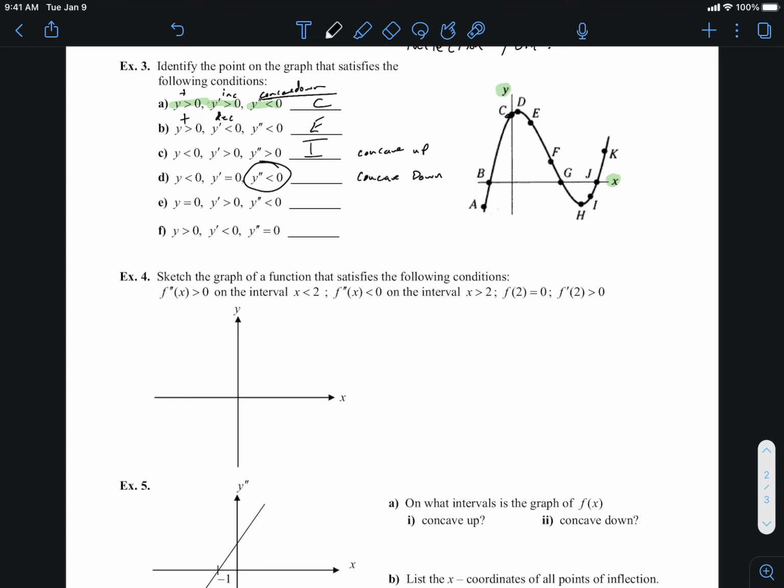Well, H is concave up, like its second derivative, y double prime, should be greater than 0 because it's opening up. So this doesn't exist. There's none that fit this criteria there.